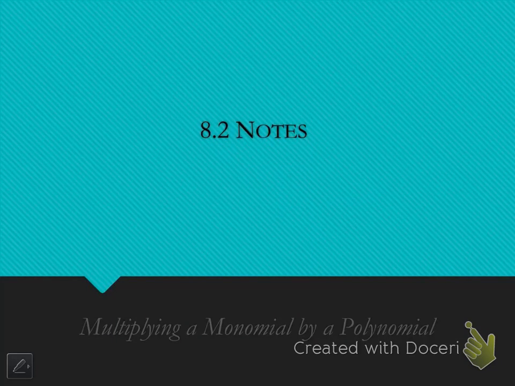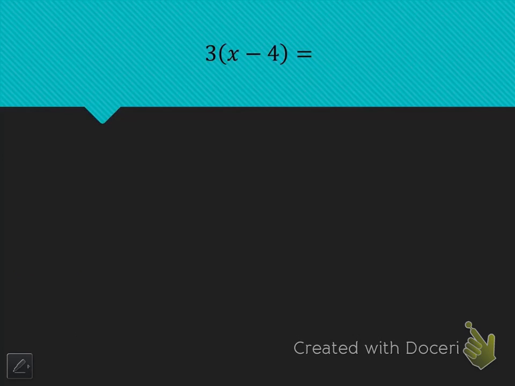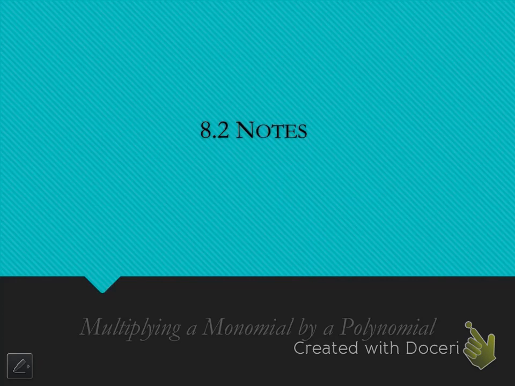So this lesson is going to be 8.2, which is multiplying a monomial by a polynomial. Okay, so if we remember from last time, a monomial is just one term, so something like 3x, and a polynomial was multiple terms. So for multiplying, it's going to be something like 3x times x plus 1, because this is a polynomial and this is a monomial.